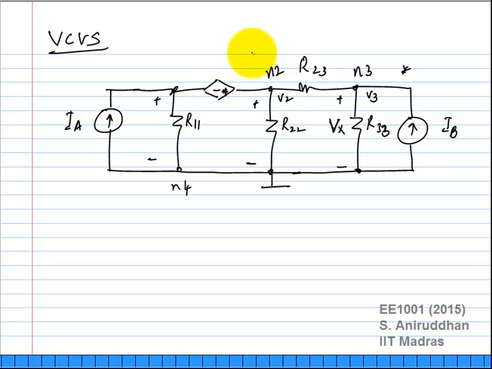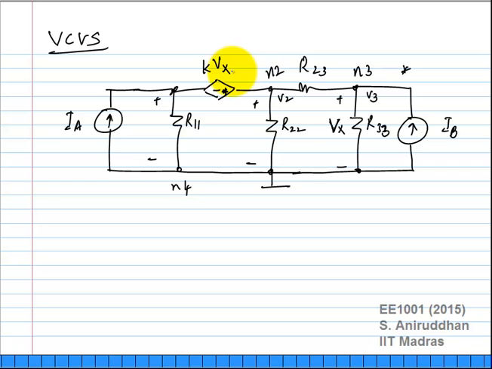Okay, so let us say, I'll take the same thing. This was K times Vx. The value of the voltage controlled voltage source was K times Vx, where Vx is the voltage across R23, which is V3. What will you do in this case? So again, you don't know the current passing through this control source. It could be anything, right?